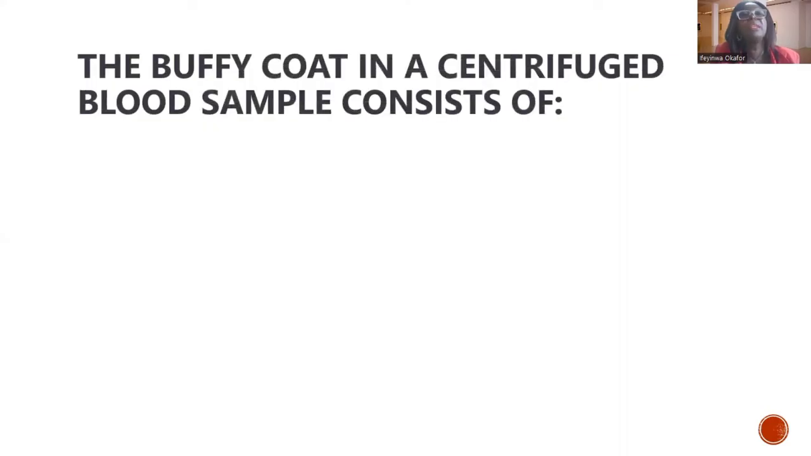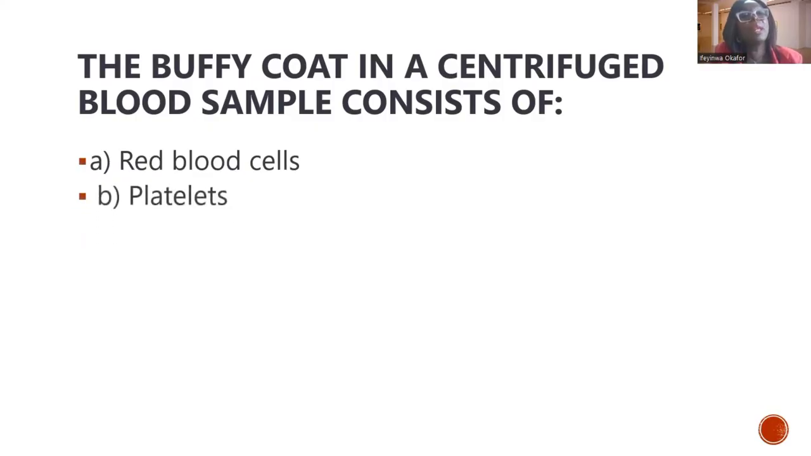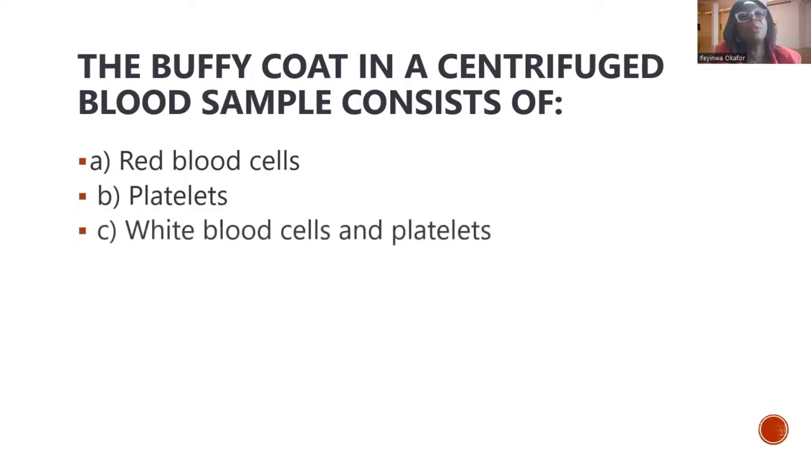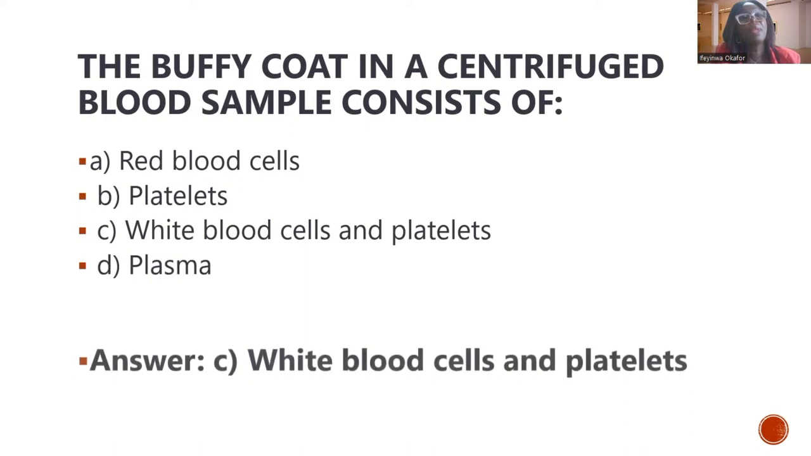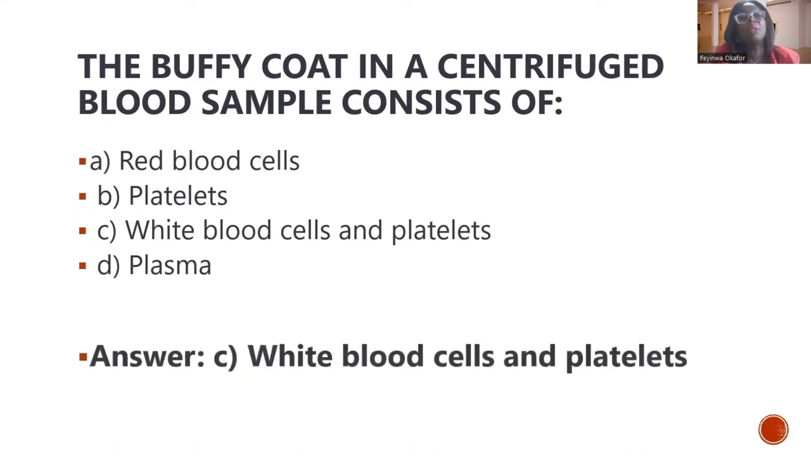The buffy coat in a centrifuged blood sample consists of: A, red blood cells; B, platelets; C, white blood cells and platelets; D, plasma. Answer, white blood cells and platelets. The buffy coat in a centrifuged blood sample consists of white blood cells and platelets.